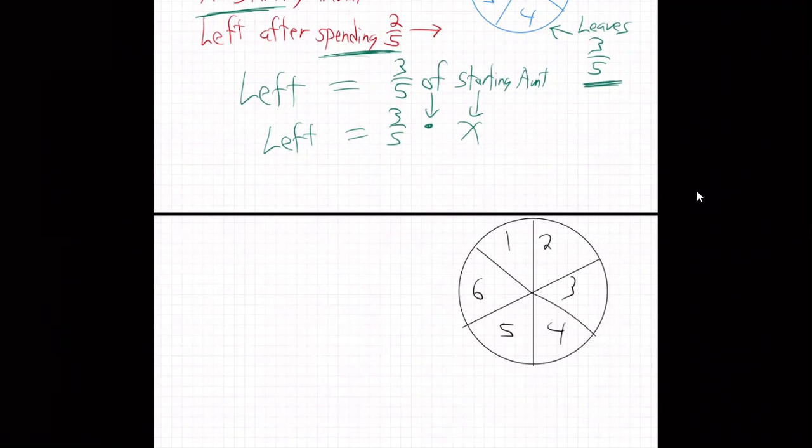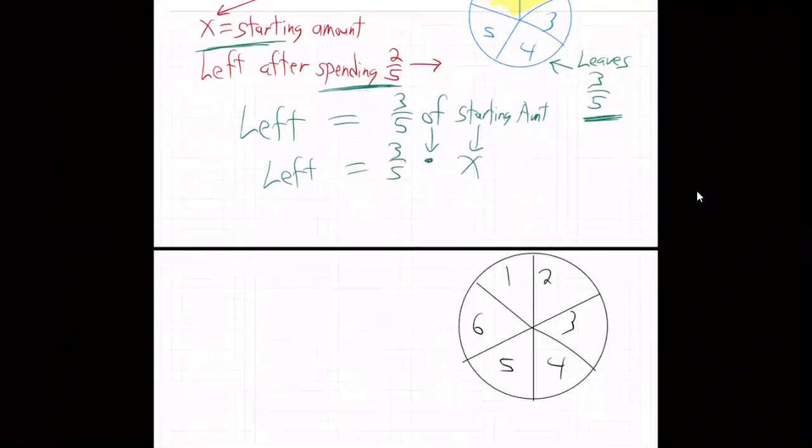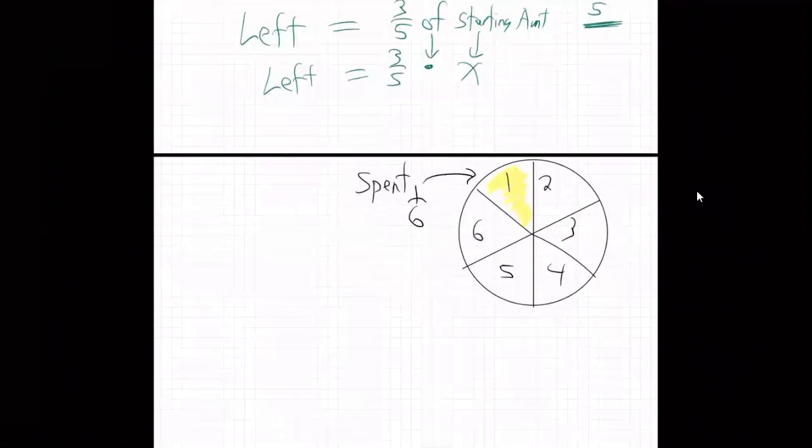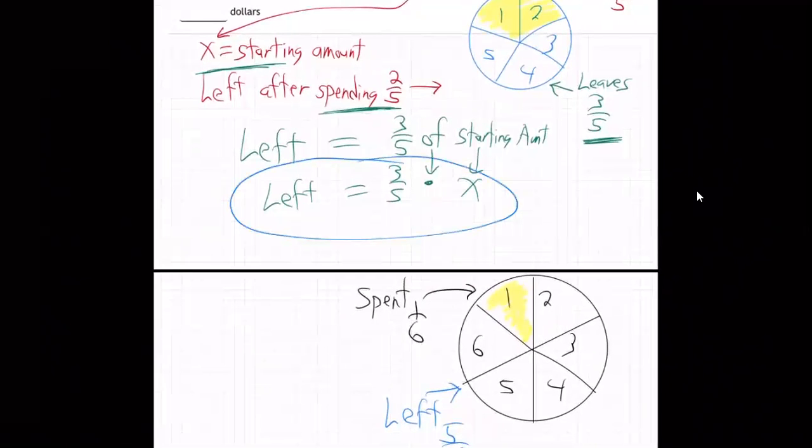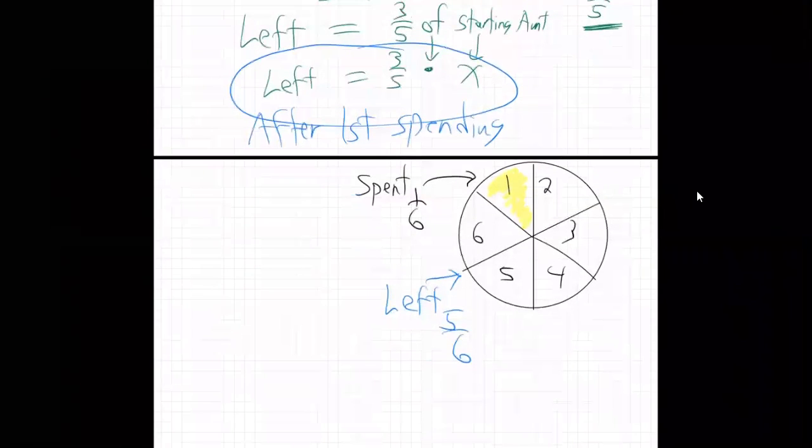And what did she spend? 1/6, right? So come on up here. Just that right there. This is the part she spent, 1/6. And so, of course, we all know what is left is 5/6, clearly, right? She spent 1/6, and what's left over is 5/6. Now remember, what's left after the first spending is 3/5 X.